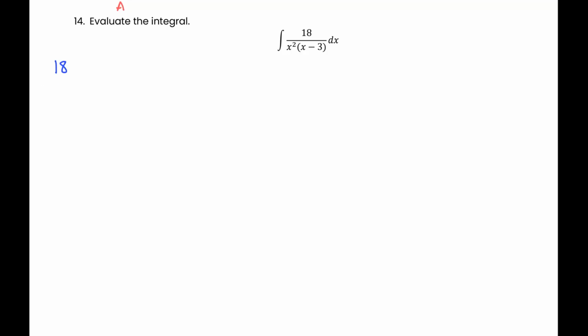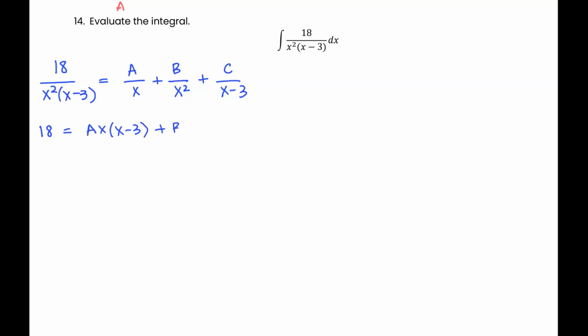So 18 over x squared times x minus 3. I'm going to go ahead and do this as repeated linear factors for that x squared. Again, we discussed it doesn't really matter how you do it. And then a C over x minus 3. If I multiply both sides through by my denominator, I get 18 is equal to Ax times x minus 3 plus B times x minus 3 plus C times x squared.